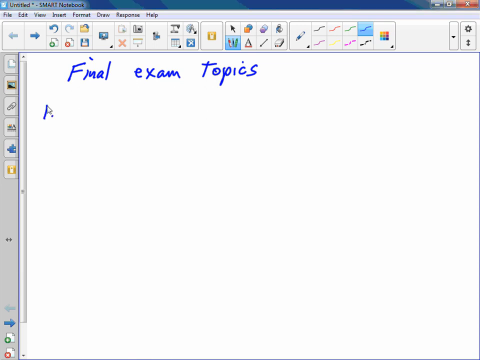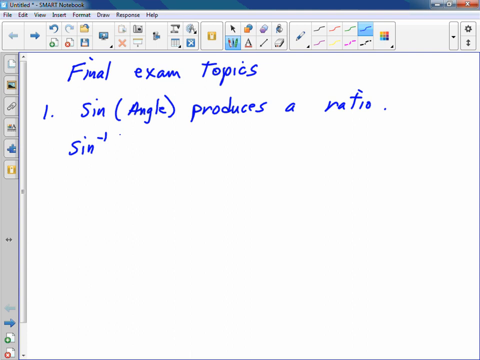First off, when you're doing sine, cosine, or tangent of anything, make sure you take the sine or cosine or tangent of an angle and realize that that produces a ratio. And when you take the arc sine or arc cosine or arc tangent of a ratio, that produces an angle. And then you'll be okay if you just really keep that in mind.